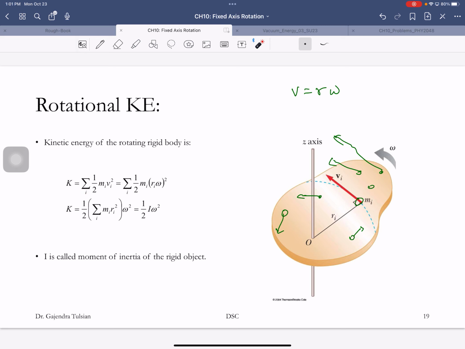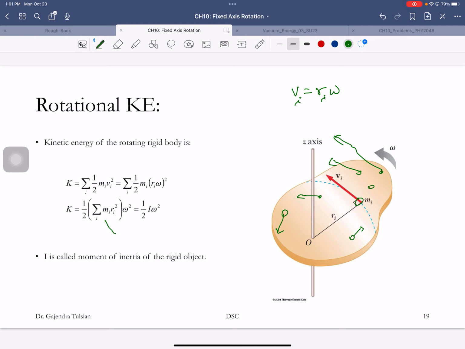So you're summing over all the pieces, and each velocity is written like so. You square that, and you see omega is the same for each piece. So you can pull omega squared out, and this quantity is called the moment of inertia.